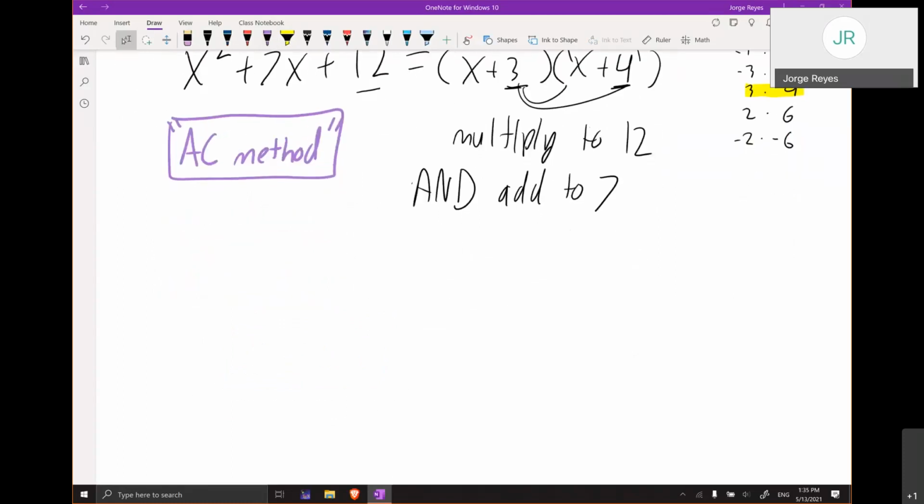But let's do some more factoring. So here's another example: x squared plus x minus 6.